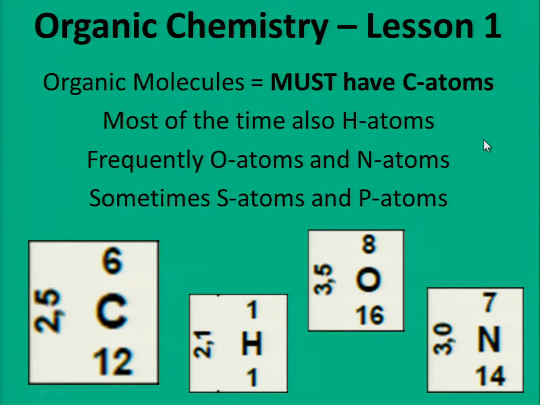Organic molecules must have carbon atoms. Most of the time they also have hydrogen atoms and oxygen atoms, nitrogen atoms, sulfur and phosphorus atoms. So if you go to your periodic table, carbon, hydrogen, oxygen, nitrogen. Those are the most common elements you'll find in an organic molecule.